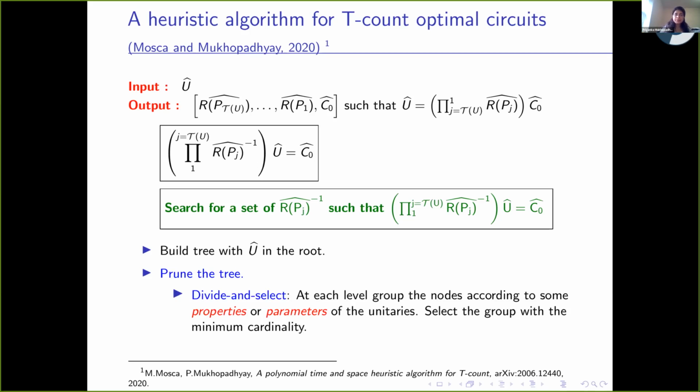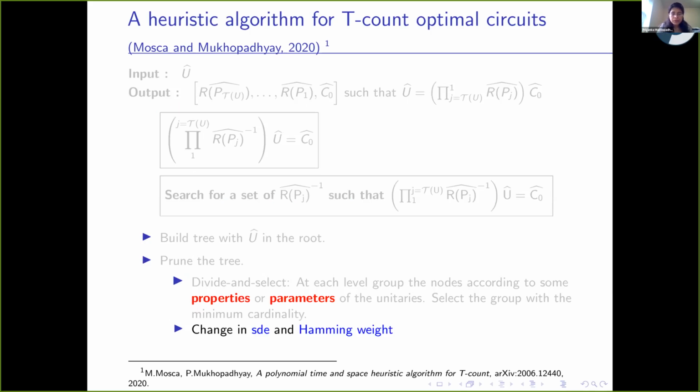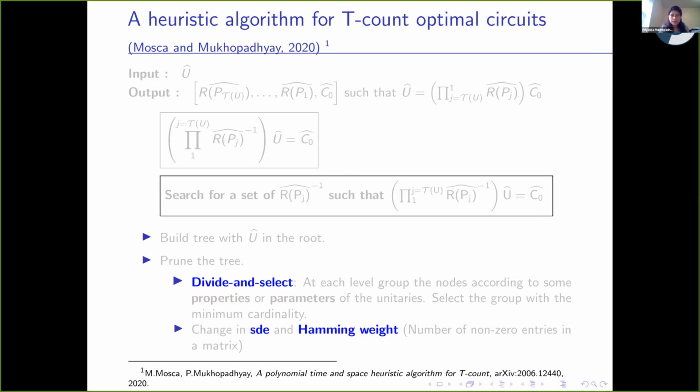For that, we introduce some divide and select rules. At each level, we group the nodes according to some properties or parameters of the unitaries, and then we select the group with the minimum cardinality. We have studied 2 properties, the change in SDE and the Hamming weight. Just remember, I told you before that the SDE of a unitary when multiplied by an RP can change by at most 1. It can increase by 1, decrease by 1, or remain unchanged. Here Hamming weight is the number of non-zero entries in a matrix.